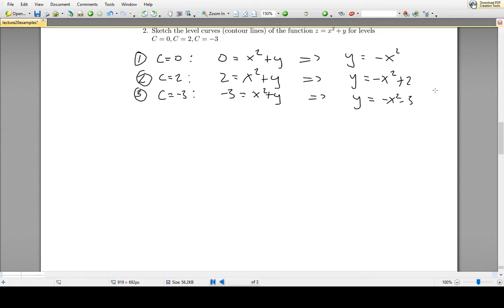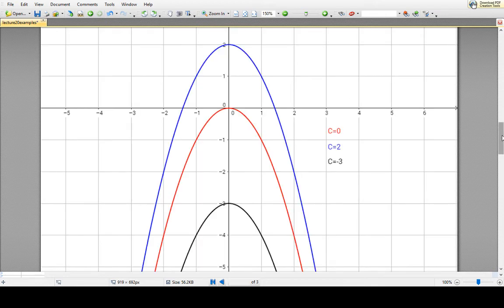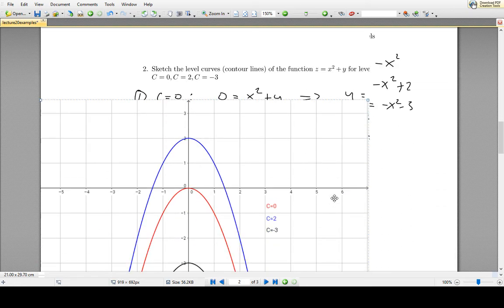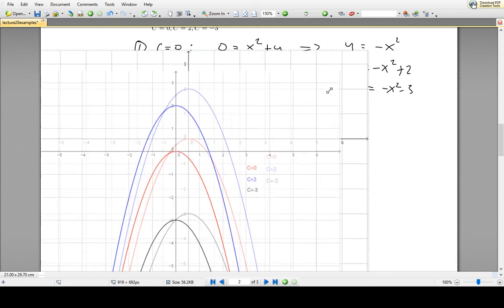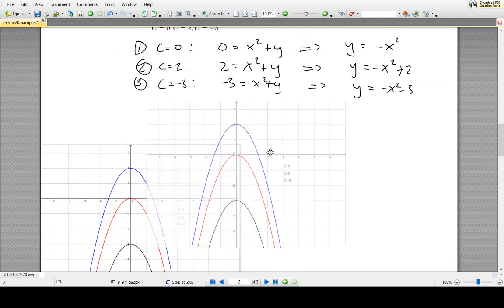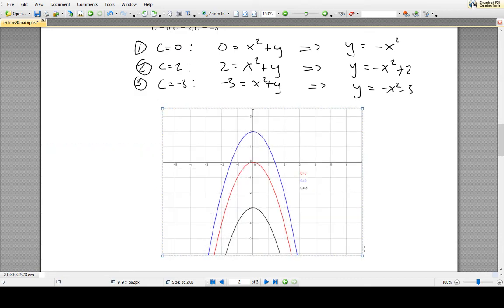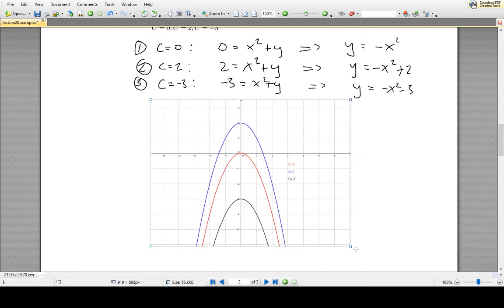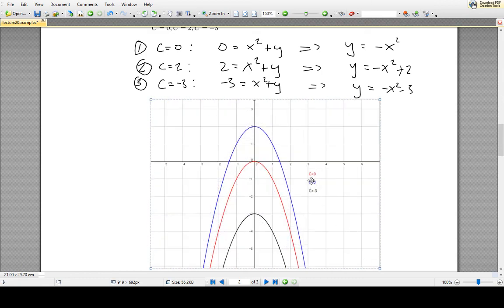Now we have to plot these three curves, these three parabolas. I've done that elsewhere, so I'll bring them in and shrink it down so we can see what's going on here. As you can see, these curves, if you sketch them, look like three different parabolas for the three different heights.